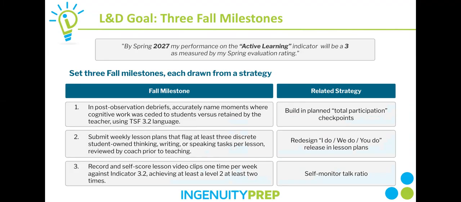The last component of the learning and development goal are the 3 milestones. Milestones are drawn directly from the strategies that we just defined. Each one is a checkpoint that shows you are doing the work of that strategy on a timeline that will allow you to stay on track. Another way to think about a milestone is what should be done by the fall evaluation time point to be on pace towards this goal. Each milestone here maps back to a specific strategy that we looked at on the prior page. These 3 fall milestones are what your fall evaluation on the learning and development goal will be measured against.